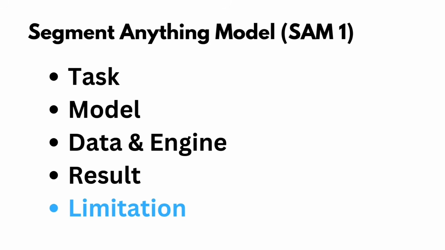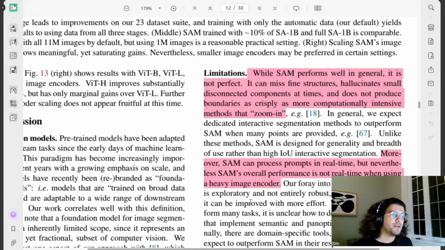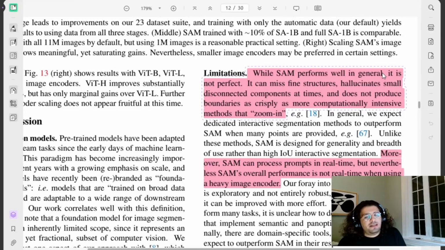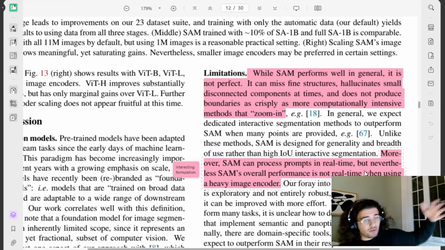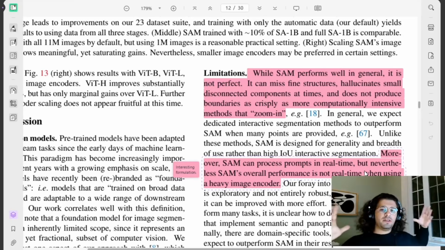However, there are some limitations with this first iteration of the Segment Anything model. As explained by the authors themselves, it's not perfect, can miss fine structure, and hallucinate small disconnected components. It's not as crisp as other more fine-tuned methods. They are saying themselves that there's room for improvement in the general architecture, but also generally just the performance of the model. So with more effort on this front, this whole technique can be much improved.